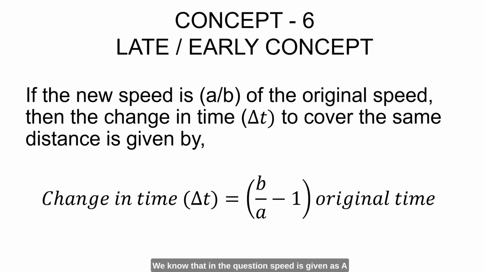We know that in the question speed is given as a by b and hence speed is inversely proportional to time. Therefore, in the solution formula, we use b by a instead of a by b. Therefore, changing time del t is equal to b by a minus 1 of original time. Here, the value of del t will bear a positive value if the time is getting delayed because of the change in speed, and it will bear a negative value if the person reaches the destination earlier because of the change in speed. Let us solve some examples to understand how this works out.